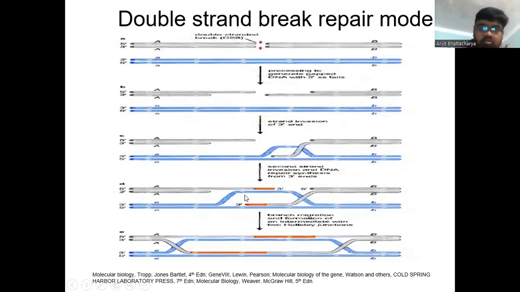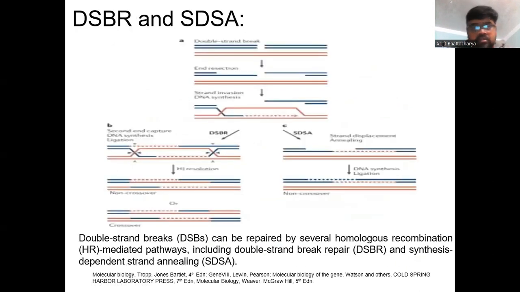So ultimately what would happen, these will extend till that, and this particular nick of the gray DNA will be sealed with the orange DNA, and here this particular nick of the orange DNA will be sealed with this gray DNA. So ultimately there will be two junction points which will be resolved to generate a recombinant DNA, and which will actually repair the double strand break. So this is how the double strand break repair model proposed the mechanism.